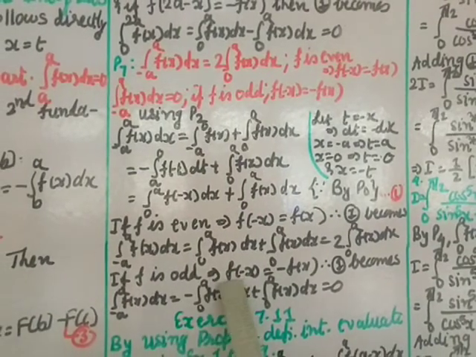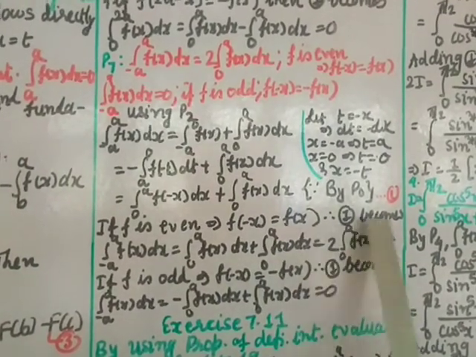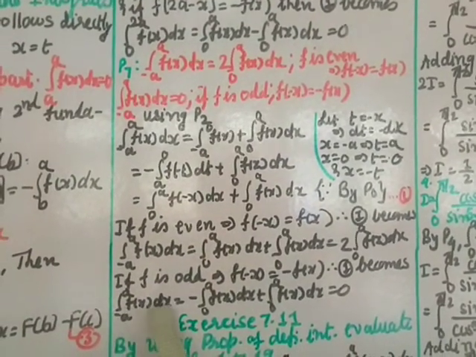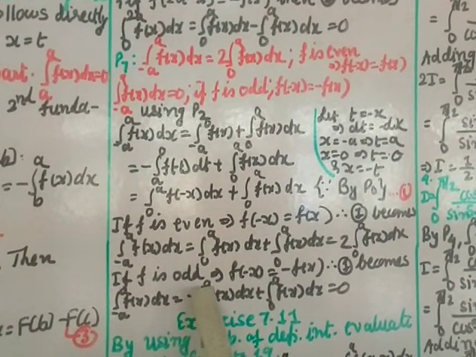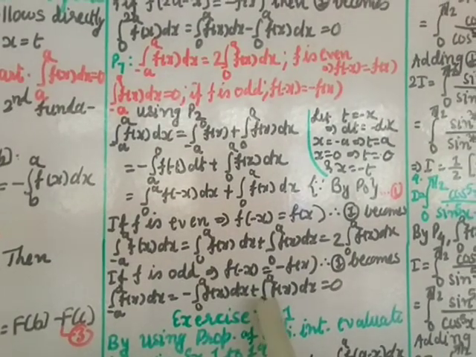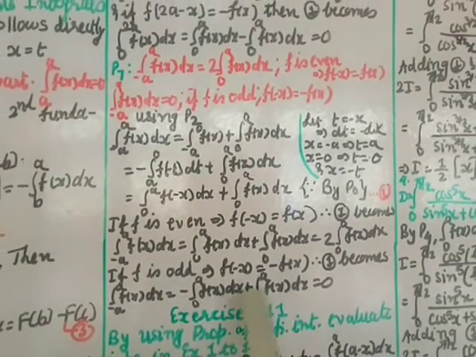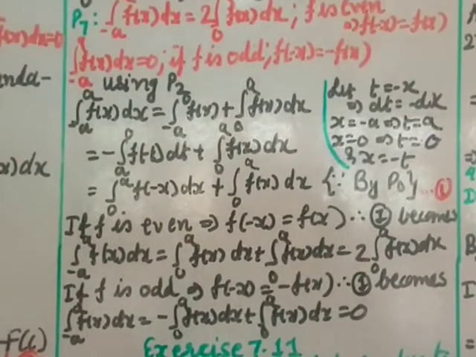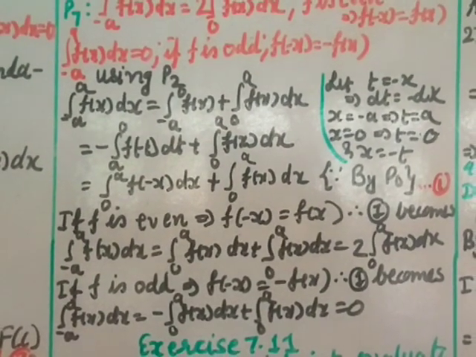If f is odd, that is f of minus x equals minus of f(x), then this number 1 becomes integral minus a to a f(x) dx is equal to minus integral 0 to a f(x) dx plus integral 0 to a f(x) dx. Both are the same, but one is positive and one is negative, so they cancel each other and the answer is 0. So that is the proof for property P7.